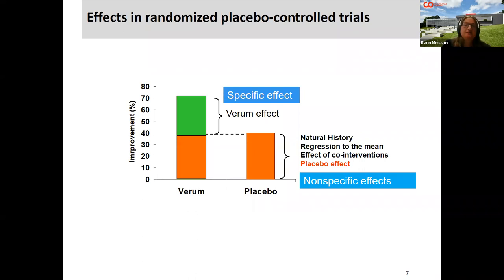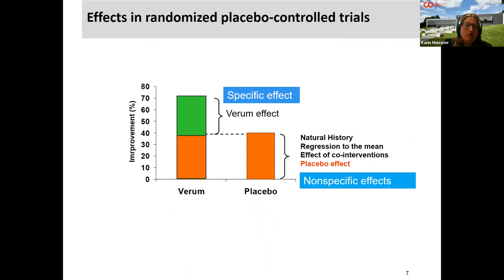But yes, I will show you some further results on sham surgery trials, and it looks as if this is a very typical result. So more generally, to sum up so far, if we run a placebo-controlled clinical trial with an active treatment group, which is also called the verum group, and a placebo group, then the specific effect is the difference between the verum group and the placebo group in improvement. And in the placebo group, we can observe a placebo effect. By placebo effect, I mean a real neurobiological effect. There are also other factors that contribute to improvements in the placebo control groups, for example, natural history of the disease, so improvement which is naturally occurring, statistical phenomena like regression to the mean, and effects of possible co-interventions.